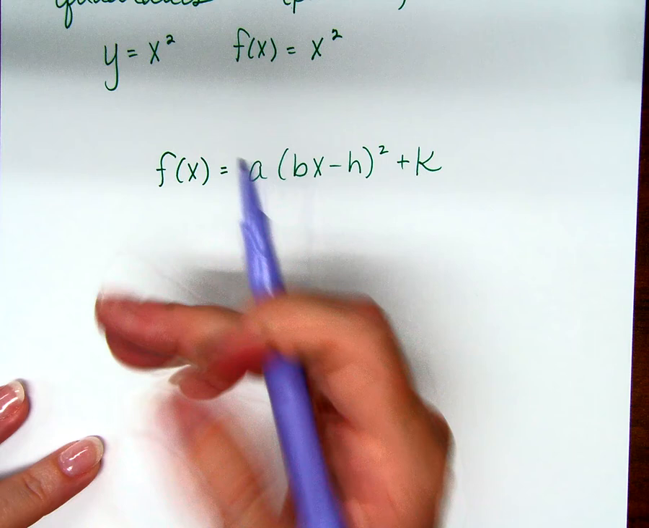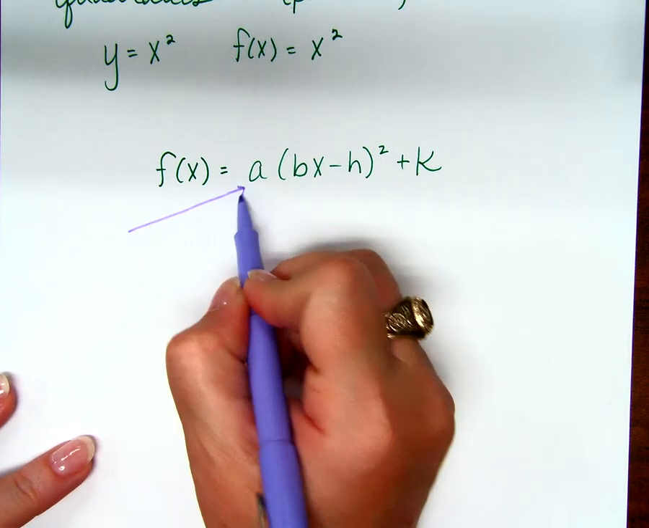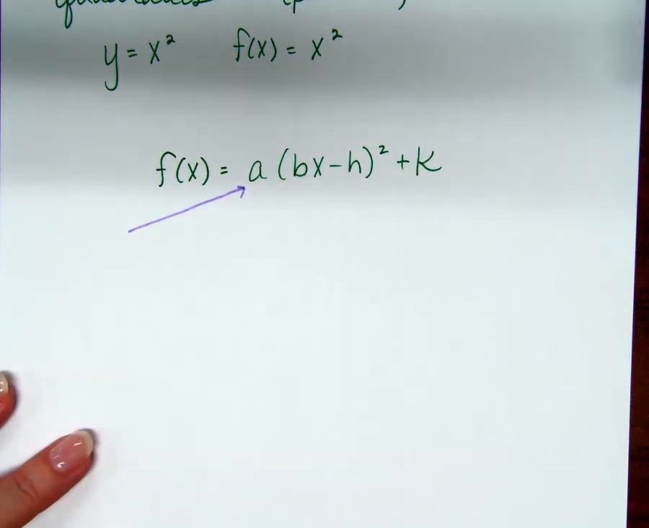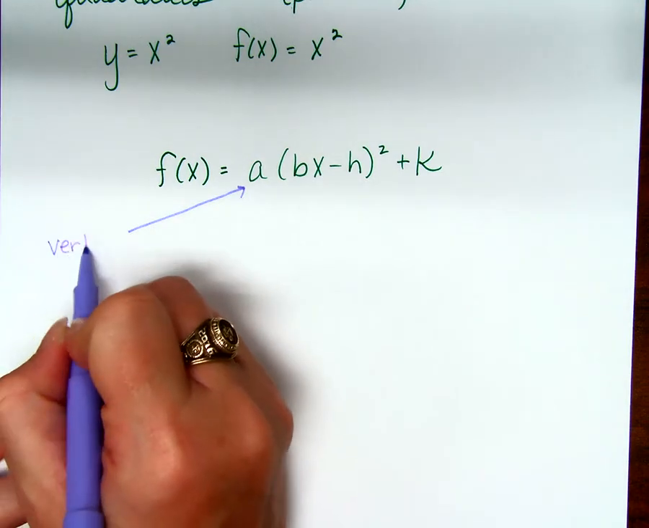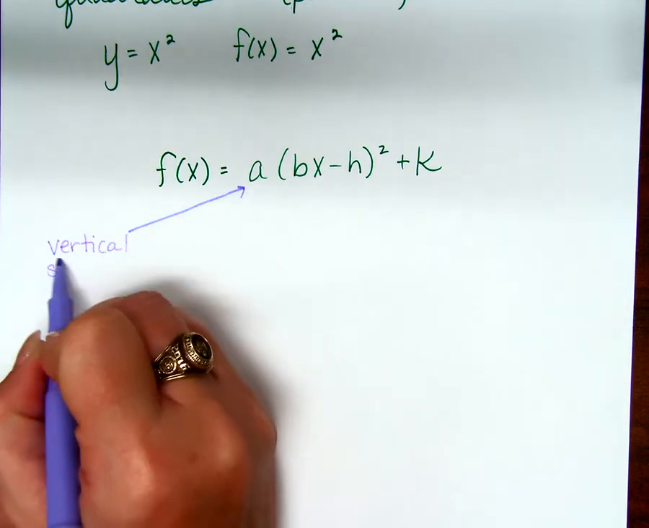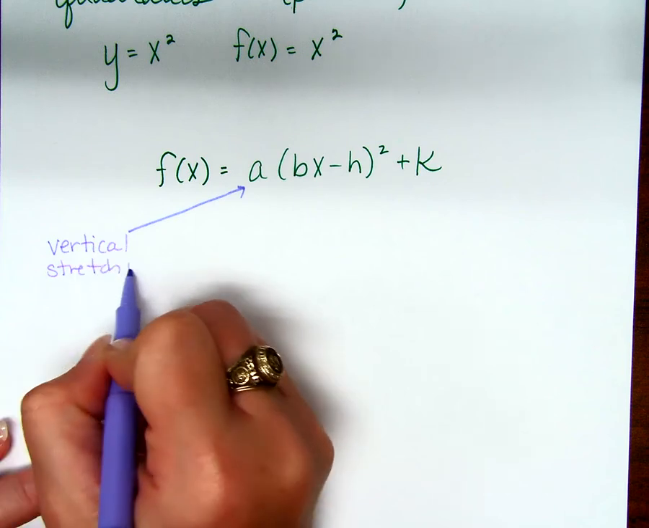What does the A cause to happen? So what's that called? A stretch or compression. What kind of stretch or compression? Vertical. This causes a vertical stretch or compression.